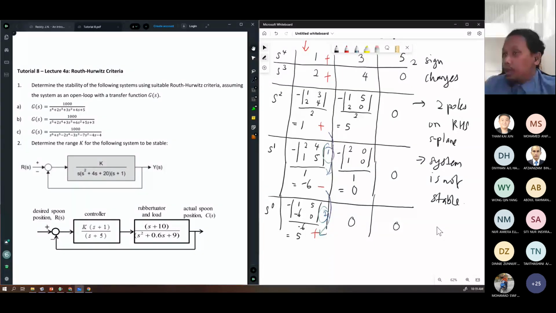Okay, so kind of straightforward, but you have to be careful when calculating the determinant. If you calculate it wrongly, then your answer will be wrong. So make sure you calculate the determinant and make sure that the values inside the determinants are correct.